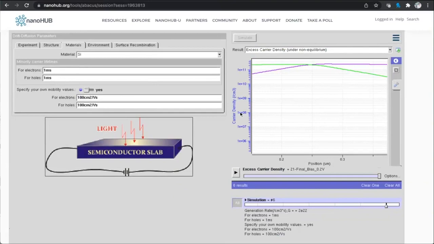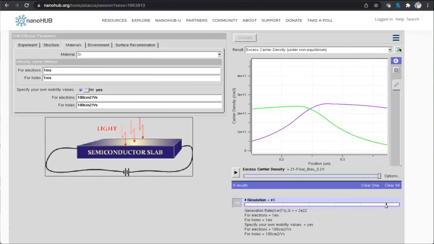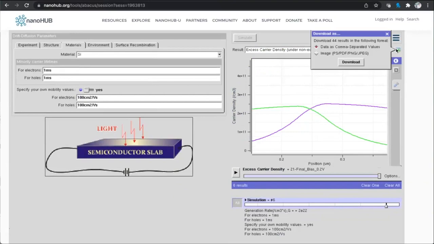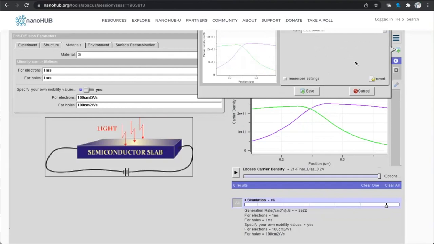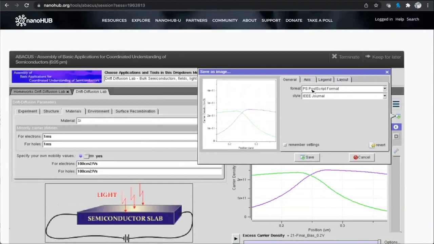If you do want to get some of this data, you can click on this download button up here, and it lets you download data as comma separated values, so you can massage it by yourself, or you can download an image in different formats, for example, EPS, PS, JPEG, or PNG. If it's an EPS, I typically end up mucking in Illustrator and adding some labels, etc. But we really try to make these publication quality type graphs, so they're not just cruddy screenshots.